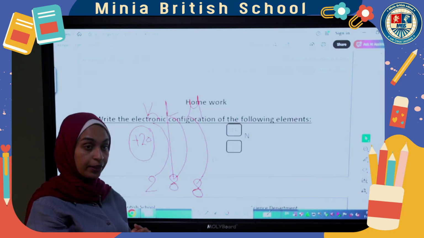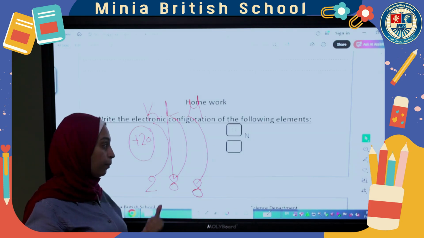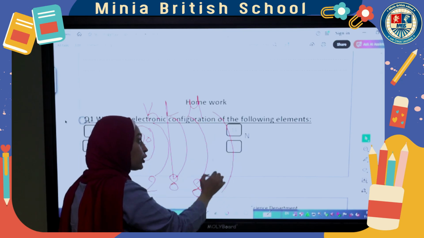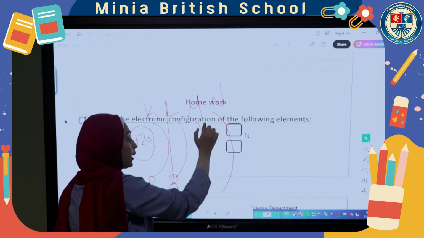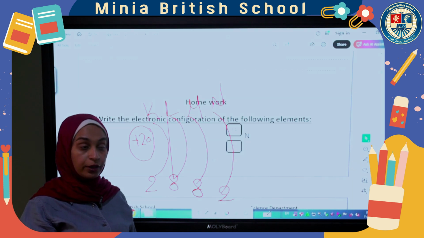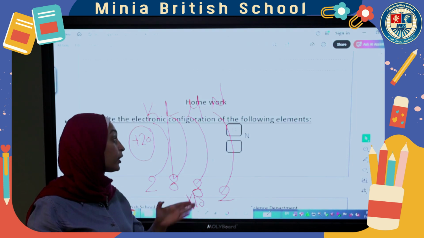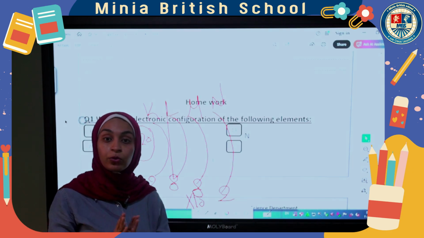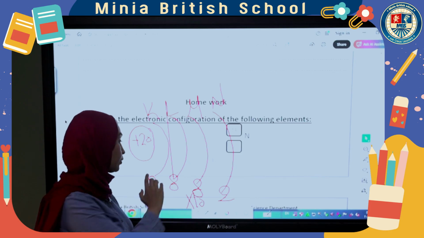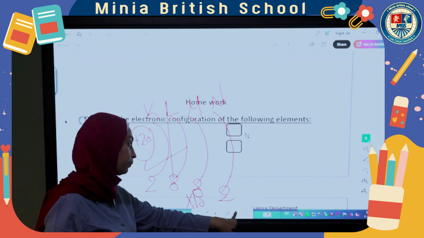Now let's add these numbers. 2 plus 8 plus 8 equals 18. But the atomic number here is 20. So I will complete in the fourth energy level, which is N, and I can put 2 electrons in the N level. I cannot put 10 in the M level. This will be false because the M level can be saturated with 8 electrons, not more than 8. So this is the right configuration, okay?